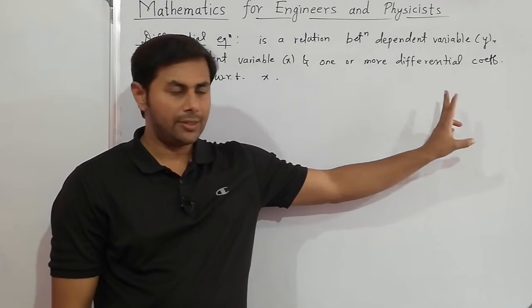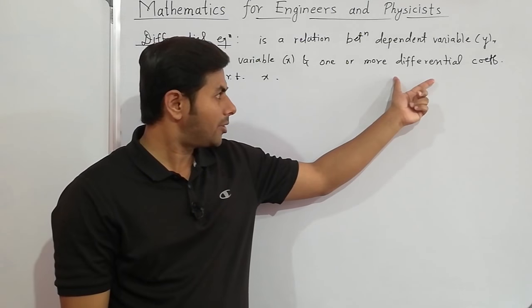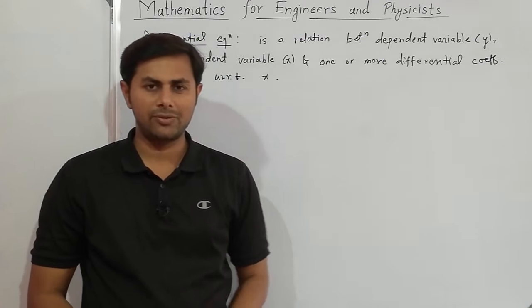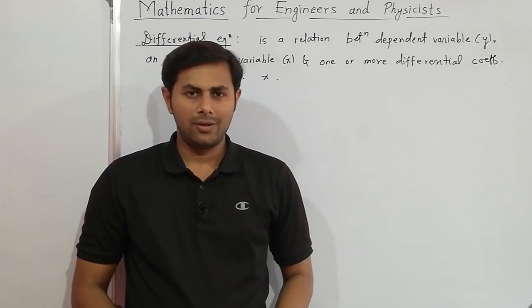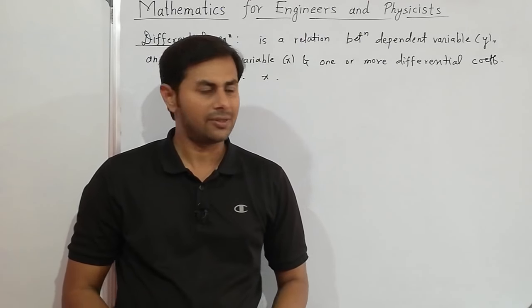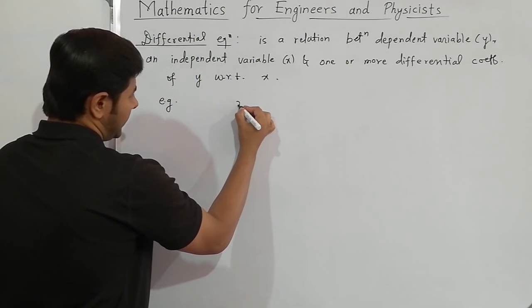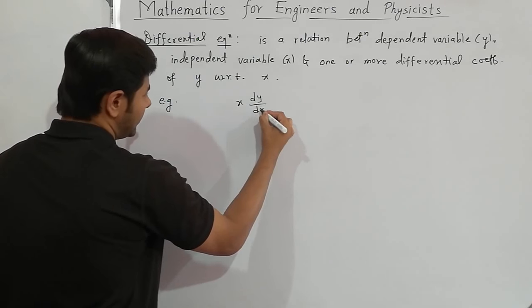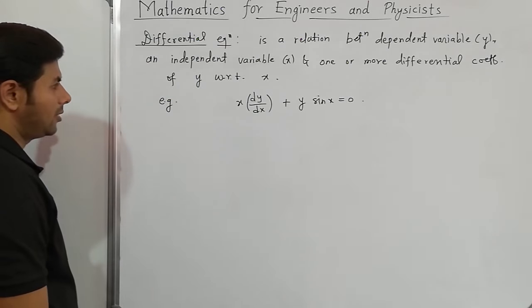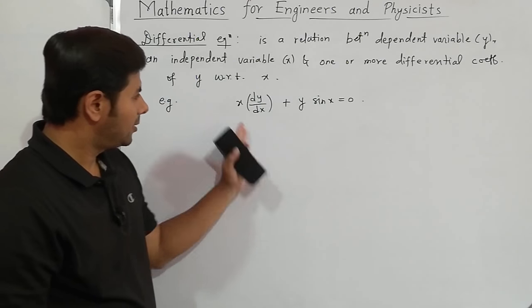A differential equation is a relation between a dependent variable, an independent variable, and one or more differential coefficients of y, which is the dependent variable, with respect to an independent variable. Now in simple language, a differential equation is an equation containing derivatives. So for an example, let's take x dy by dx plus y sin x equals 0. This is a differential equation. It contains the derivative of y with respect to x plus some other things.